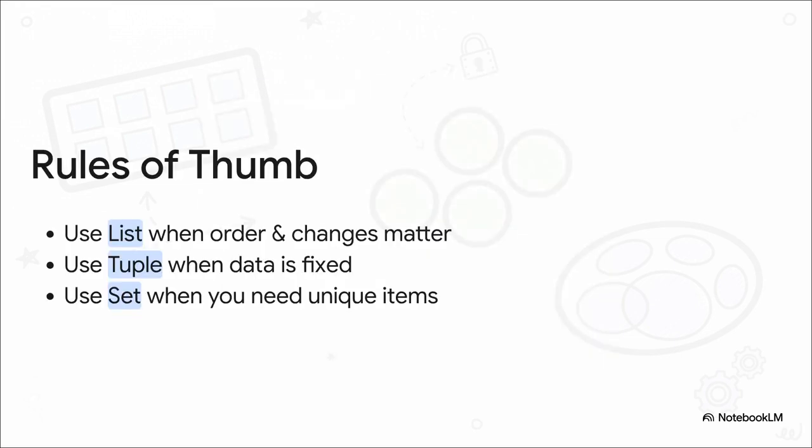Honestly, if you only take away one thing from this entire explainer, let it be these three rules of thumb. Use a list when order and changes matter. Use a tuple when your data is fixed and you want to protect it from being altered. And use a set when you absolutely need to guarantee that you only have unique items or if you need to do fast mathematical comparisons.